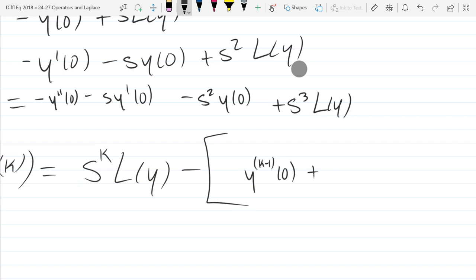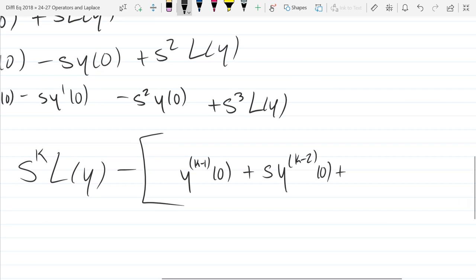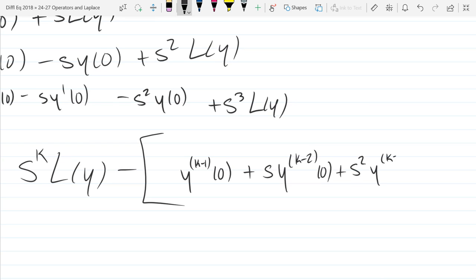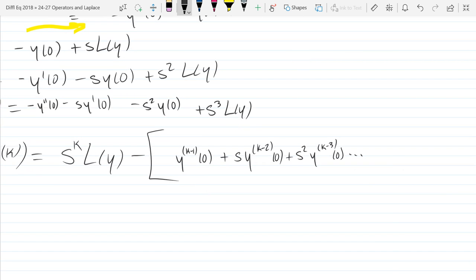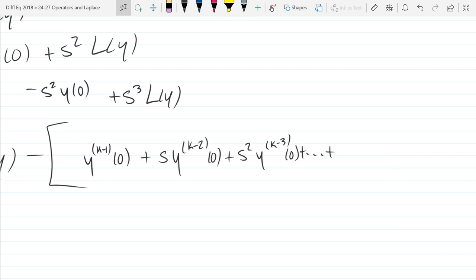Next up, there's going to be an s, and the derivative drops by 1. So it's y k minus 2 derivative of 0 plus s squared y k minus 3 plus dot, dot, dot plus. We have to be careful. We're going to get s to the k minus 1 y of 0.